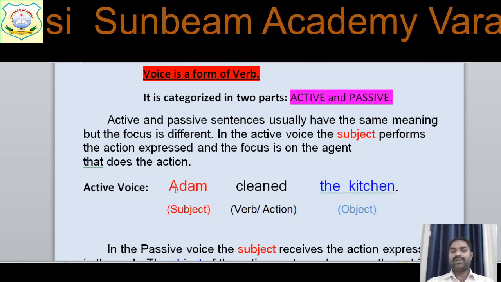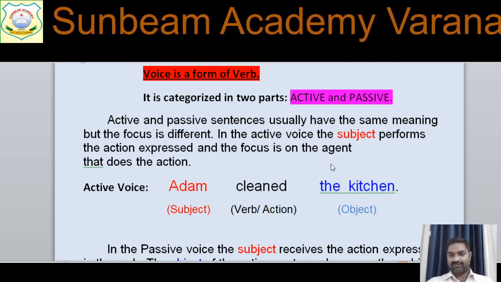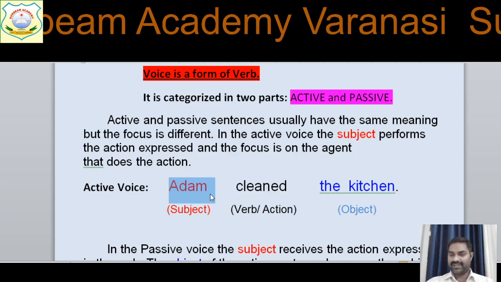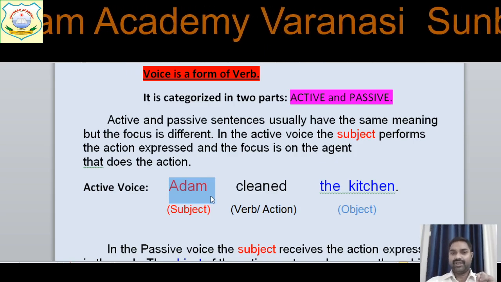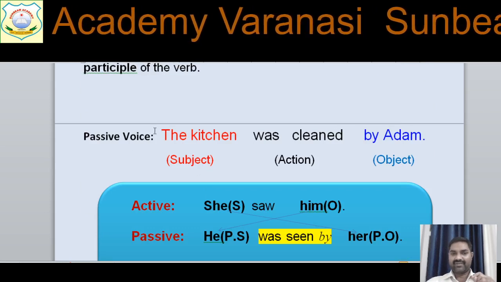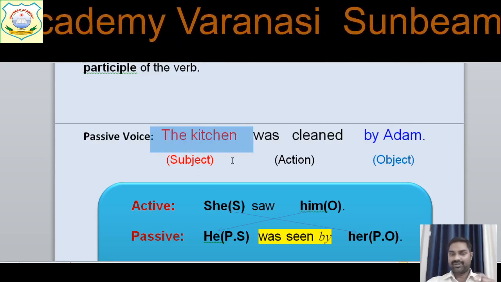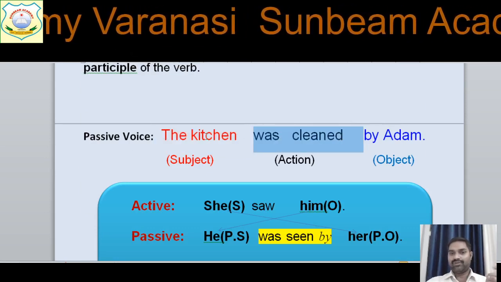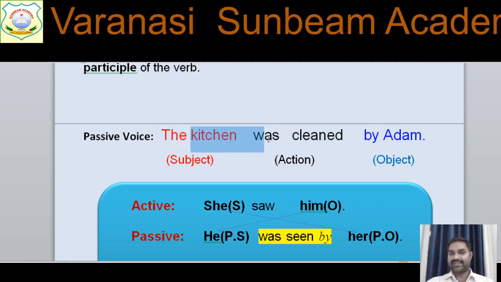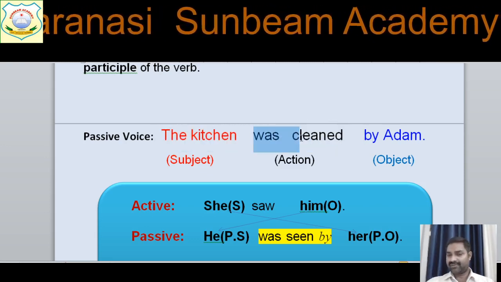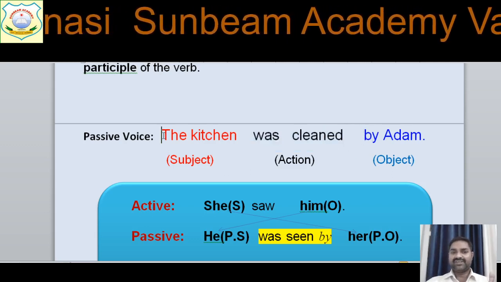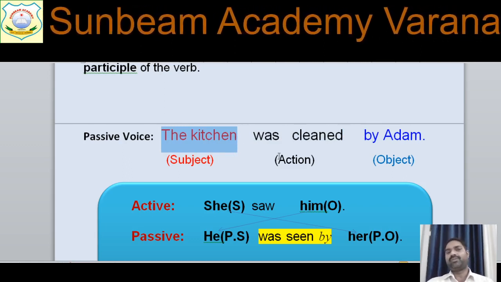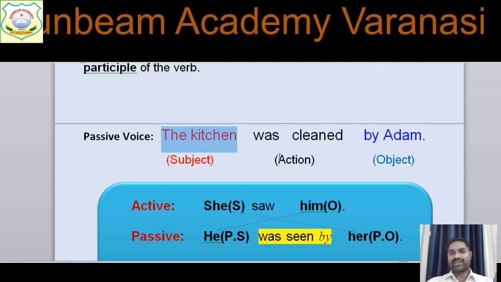So here you learned, children, what active voice is. Active voice is where you highlight the doer. Here Adam is the doer, he is doing the activity, so this is active voice. Now learn passive voice, children. Here the kitchen is the object; it is not any person, not any doer. Next is the verb. You know what comes in a sentence: subject, then verb, and then object. So here the kitchen is the subject. Whatever we talk about becomes our subject. If I am talking about a flower, the flower is the subject.